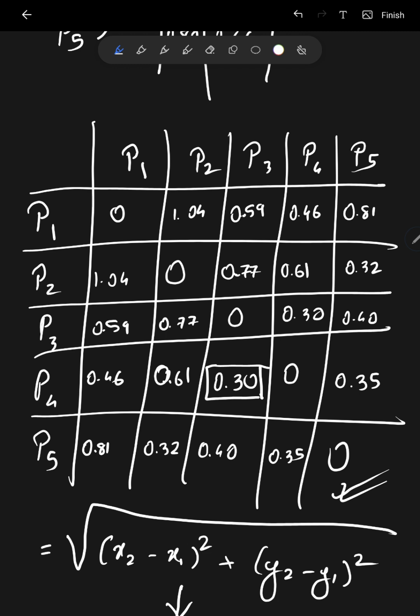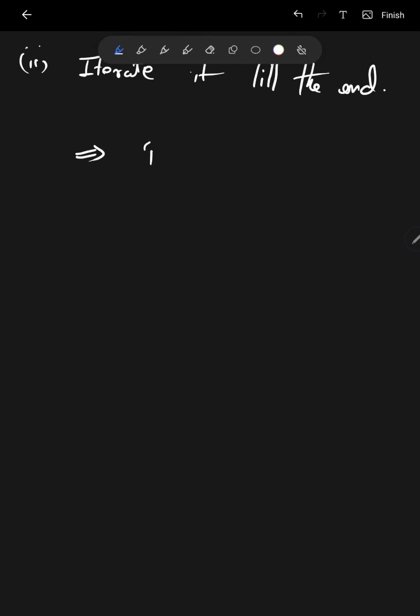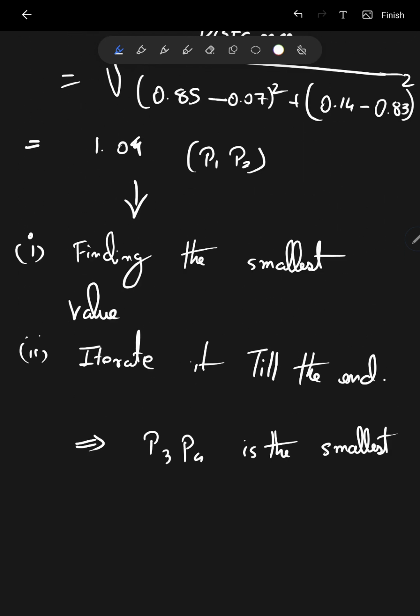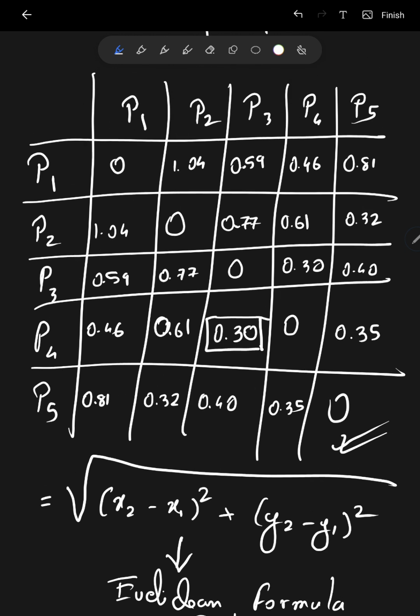Now you have to see which of the two points comes first. The smallest distance we have found is between P3 and P4. Now we need to cancel out the row and column. So how do you cancel the row and column?